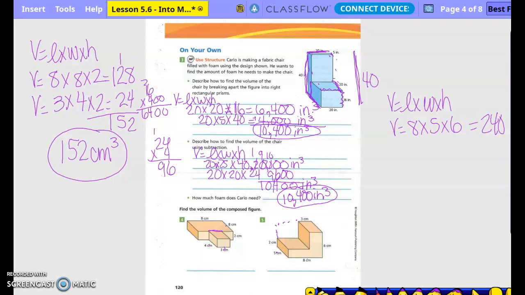Then, okay, for the next part, we need to find the missing kind of open area, right? Okay, so the length of this right here is what? You have 8 down here and 3 up here. So what's that? 8 minus 3 is 5.